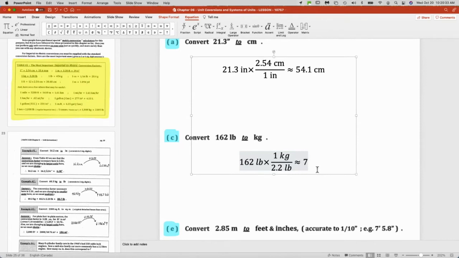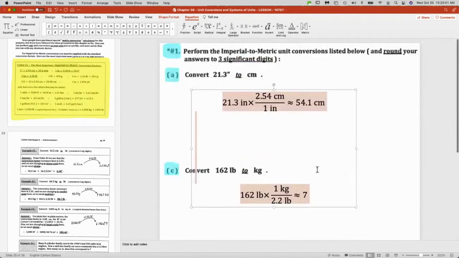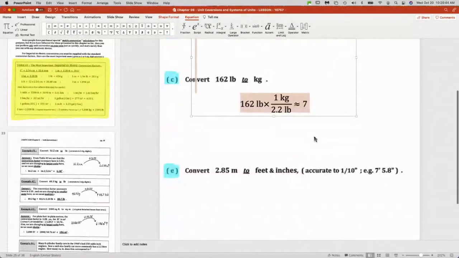Anybody have a number on that? 70, 73, 74, somewhere there. I don't want to do long division. Help me out here. What's 162 divided by 2.2? 73 point. Now I'm doing it in my head. It's not nice. Thank you, Cosmo. Thank you for saving me.